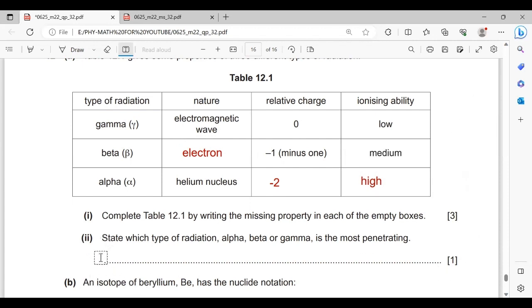Okay, and so number 2, state which type of radiation, alpha, beta, or gamma, is the most penetrating. Of course, gamma. Okay, gamma.